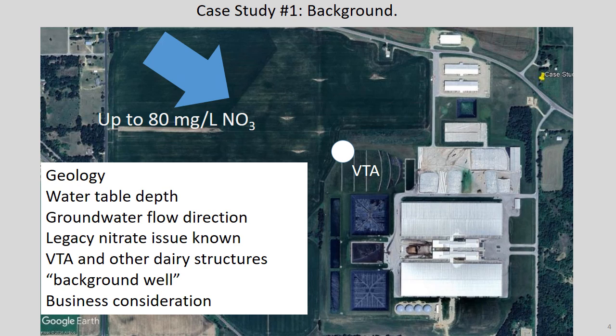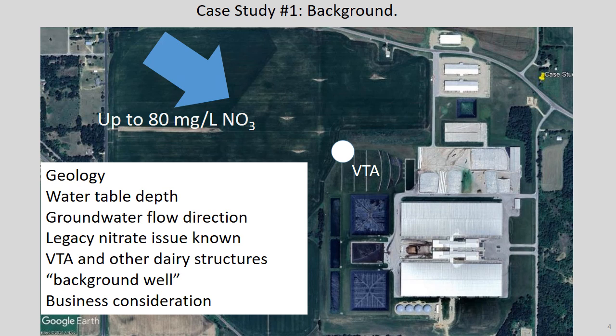And when I got involved, the concept of legacy nitrate was not known. But one of the problems was the background well, where this white dot is. And the background well indicated that the nitrate in groundwater coming onto the site was really low, like a few milligrams per liter, where we knew that the region had high nitrate in the groundwater, in some places 80 milligrams per liter.